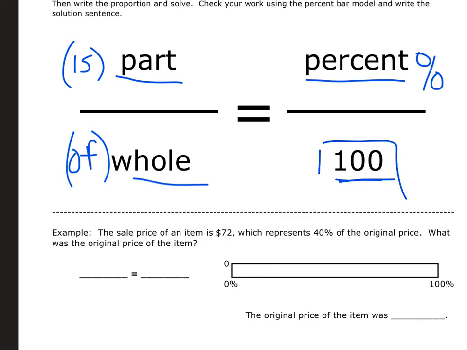So let's see here. The sale item is $72. So if I was going to use a proportion, that's an "is." That's the part, $72, which represents 40%. There's our percent of the price. So we have our part, our percent, and our 100. So we're missing the "of" or the whole.